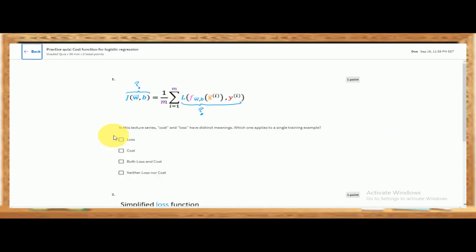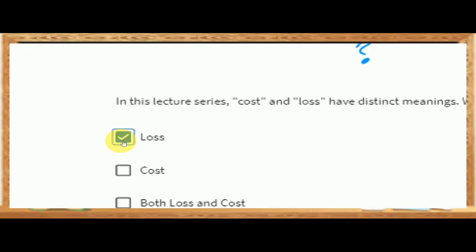Question 1. In this lecture series, cost and loss have distinct meanings. Which one applies to a single training example? Once there is a single training example, B, loss function, not cost. This is the correct answer.